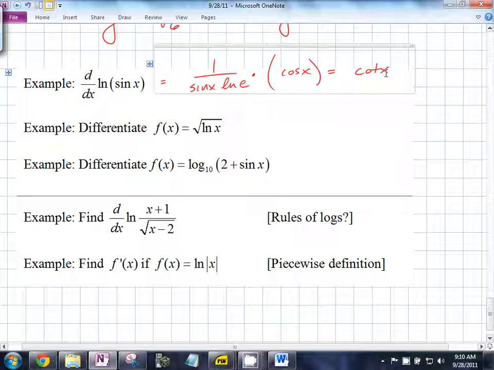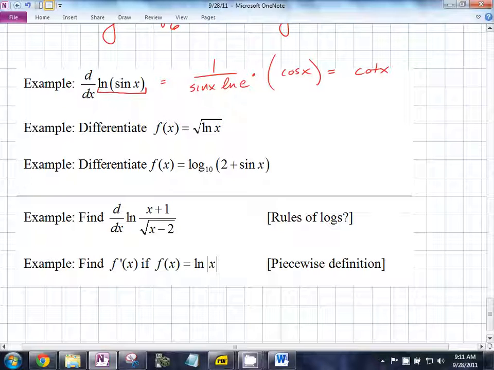Okay, what about this one here? Yes? Because we're not taking the derivative of natural log of x. We're taking the natural log of sine x. So we have to use the chain rule. What's the derivative of the inside? The derivative of sine is cosine. That's why. Don't forget all the other rules that still apply. So what about this one? We've composed two functions. What's the outer function there?